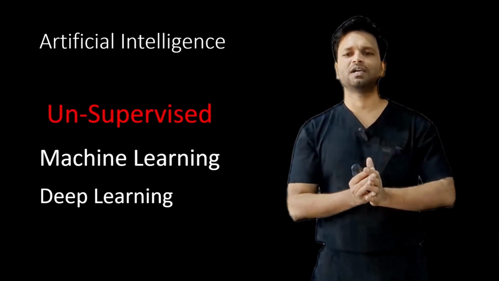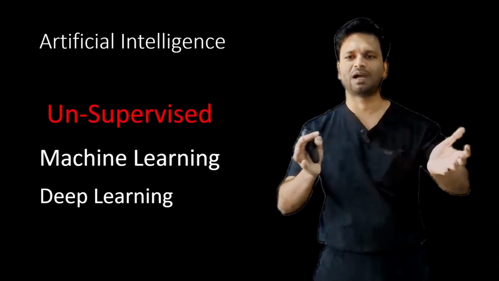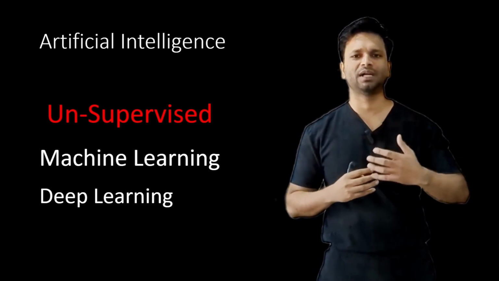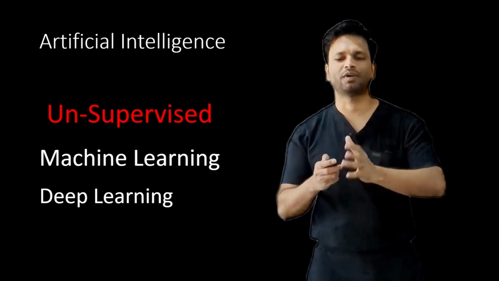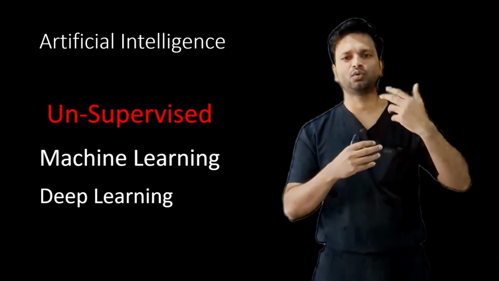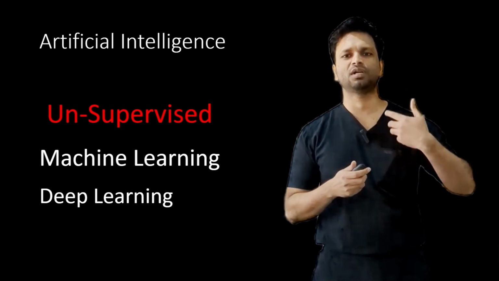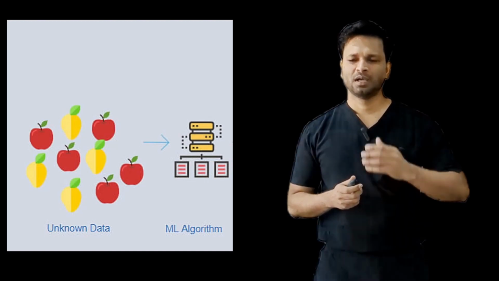In unsupervised learning, we just provide the AI with the data and we just let it go for a while. We allow it to go through the data and recognize a pattern in it. Okay, so that is unsupervised. We don't specify a goal. We are allowing the AI to make its own inferences, make its own conclusions. So here the end goal is not defined.